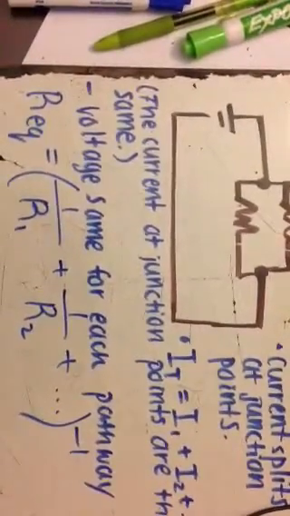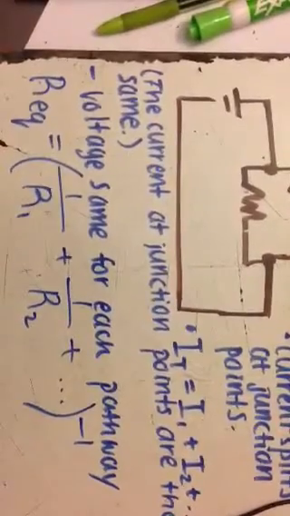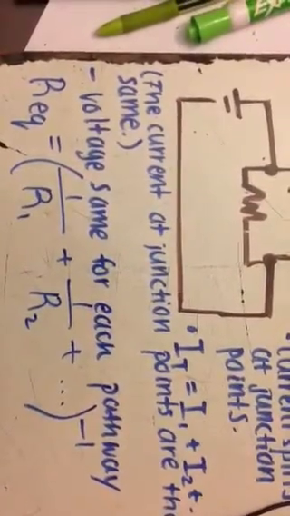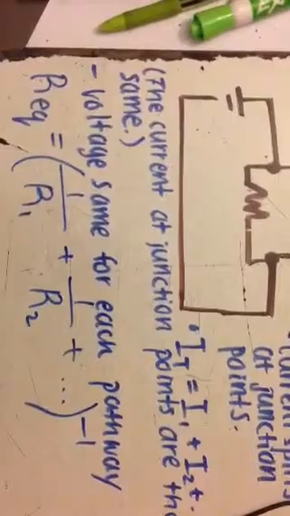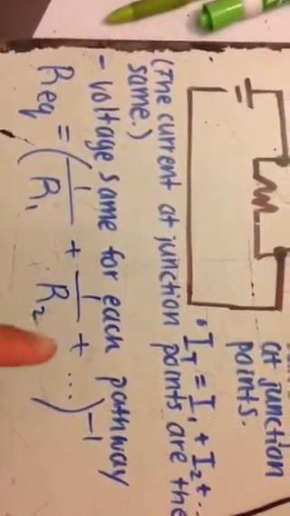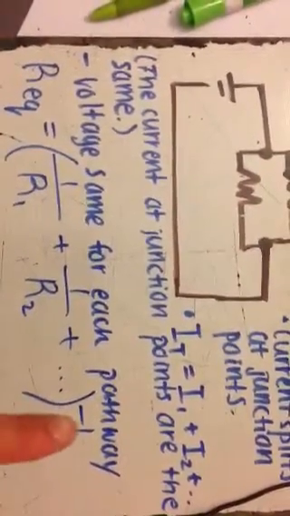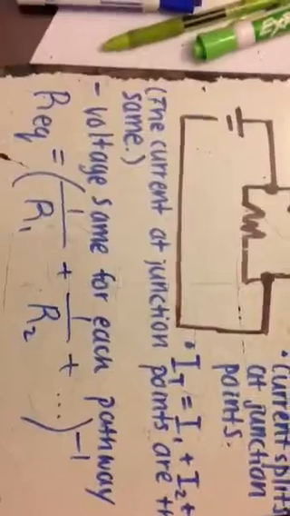Now, to find the equivalent resistance in a parallel circuit, you will have to take the inverse of the sum of the inverses of each resistor: 1 over R1 plus 1 over R2 plus 1 over R3, etc. Remember to add them and take the inverse. If you don't, you won't get the equivalent resistance.